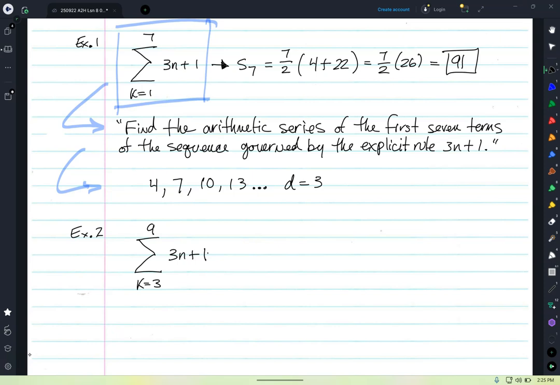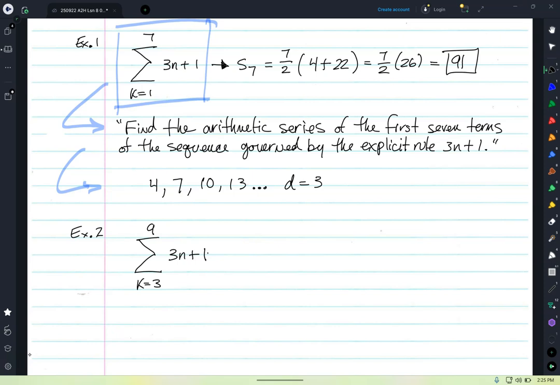Who thinks they can tell me in good old plain English language what I'm asking for? Anybody want to tell me what you think I can ask for? Gray, you want to give me a shot? You think you know what I'm asking? Find the arithmetic series of the first 9.